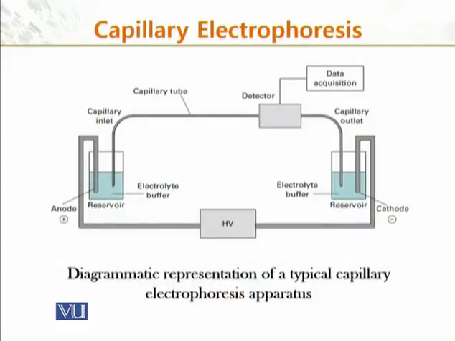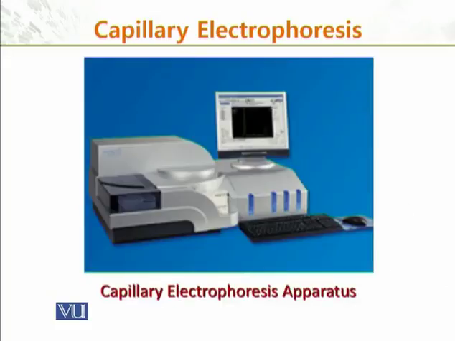Just like shown here, in capillary electrophoresis there are reservoirs of the buffer, anode and cathode, and high voltage passes through this. The capillary is dipped in there, and then there is a detector, and the data which is acquired is submitted to the computer, which gives us a printout of the concentration. This is the capillary electrophoresis apparatus. As you can see, it is completely hooked up with a computer, and then the sample is passed through.